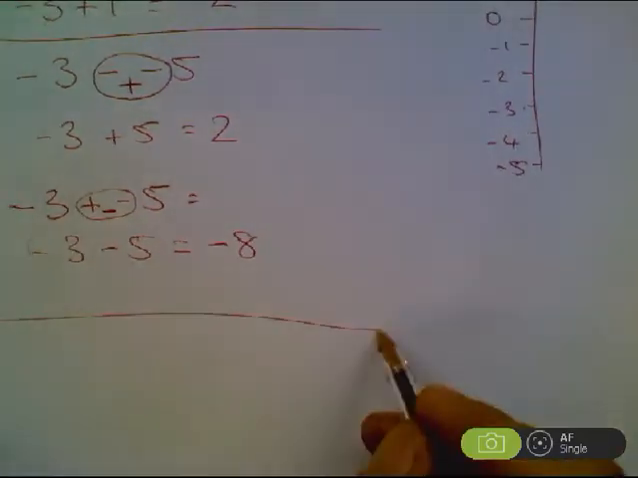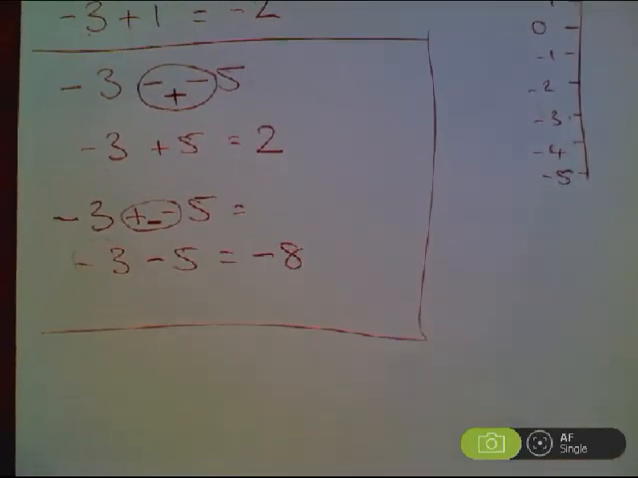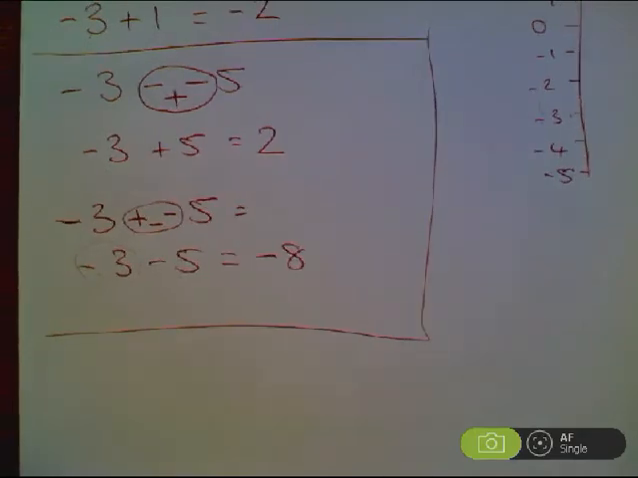So that's a quick recap of the rules of adding and subtracting and multiplying and dividing with negative numbers.